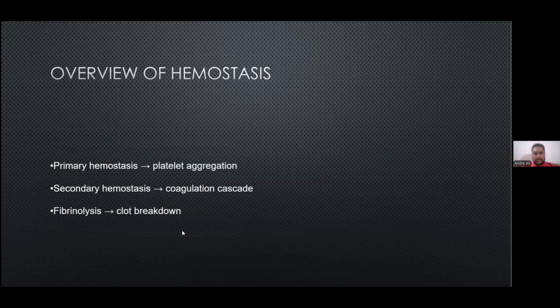So there are two types of hemostasis. There's primary hemostasis, and this is usually done by platelet aggregation, and then there's secondary hemostasis, which is done by the coagulation cascade.